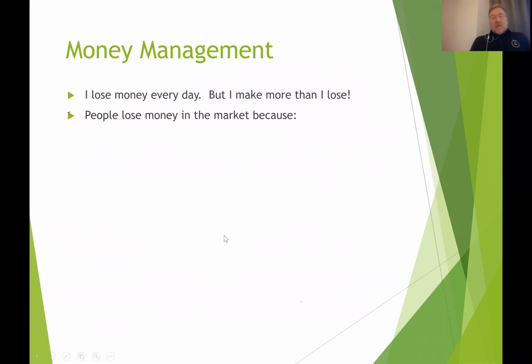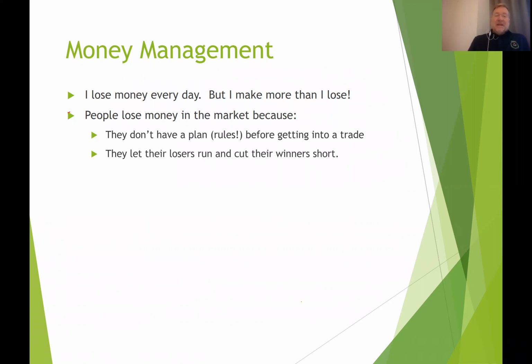As we mentioned on Tuesday, we options players lose money every day, but we make more than we lose. Let's review why people do lose money, and it is very much related to the all in. First of all, they don't have a plan or rules, and we're going to go into planning in this session. How do we go through planning to get into a trade? The second thing is they let their losers run and they cut their winners short. That's directly related to the first.